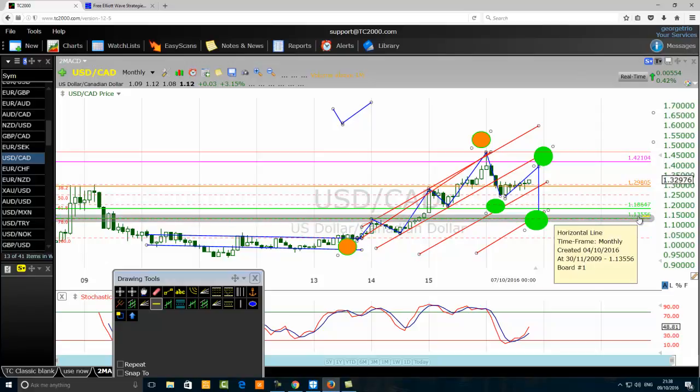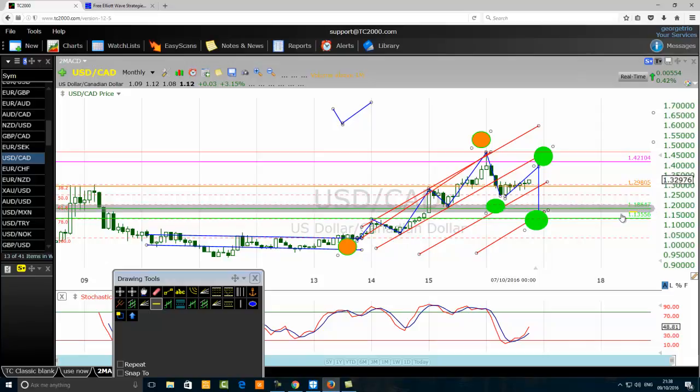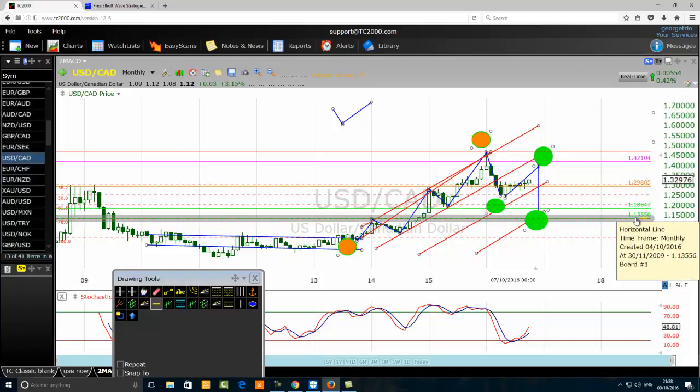So this level of 11355, we need to monitor that level. So we have now forecast where the corrective phase is likely to end. So for the USD card, we are expecting it to continue to go up to this point here, and then slowly to go down into the zone of 11864 and to end at 11355.